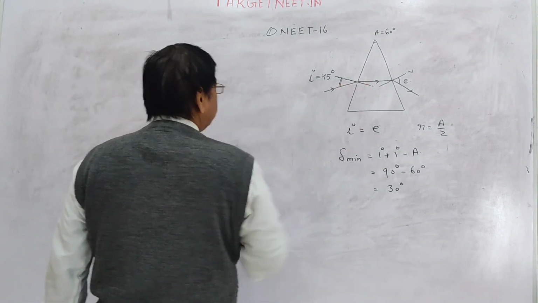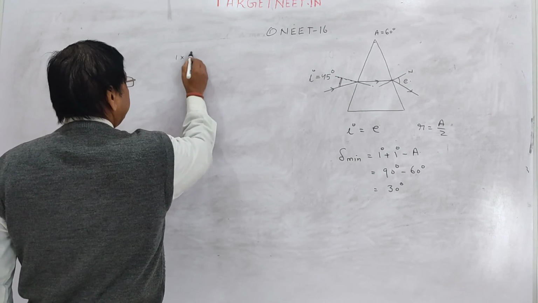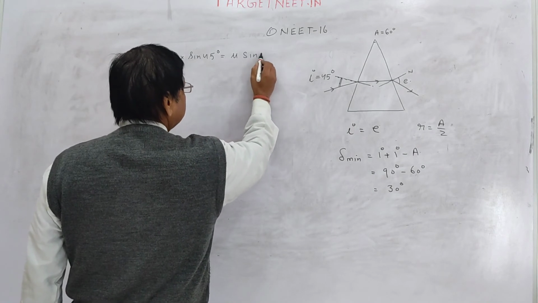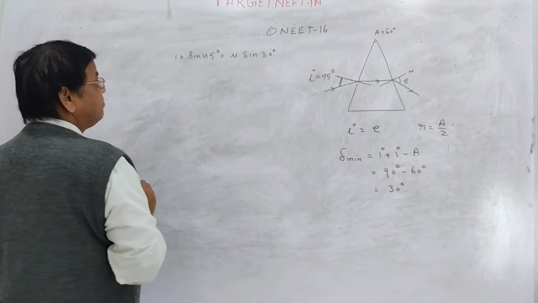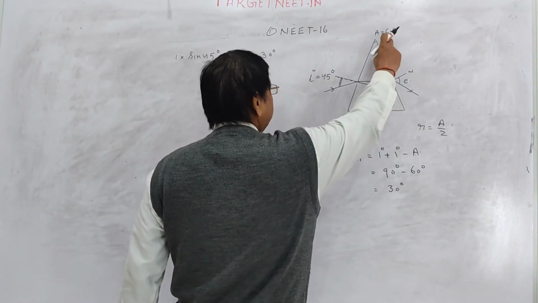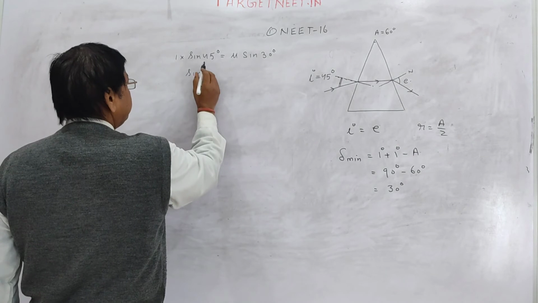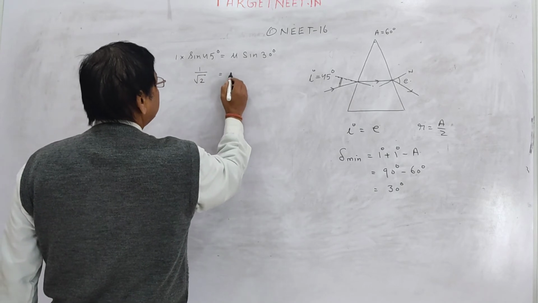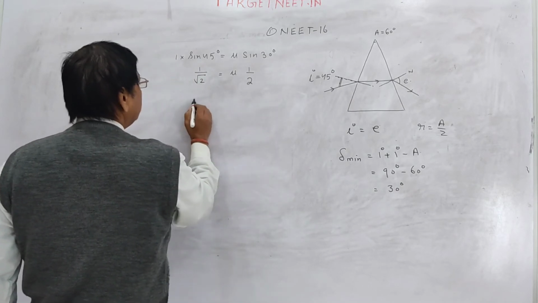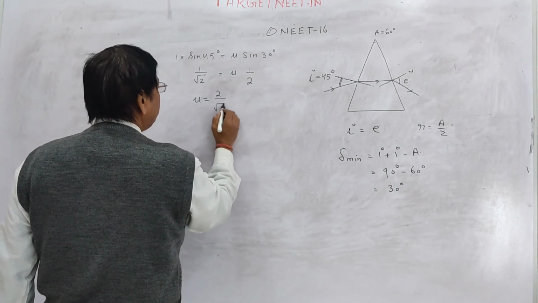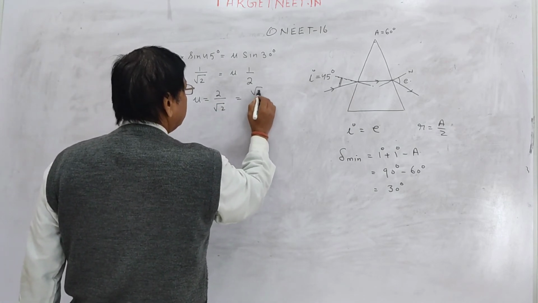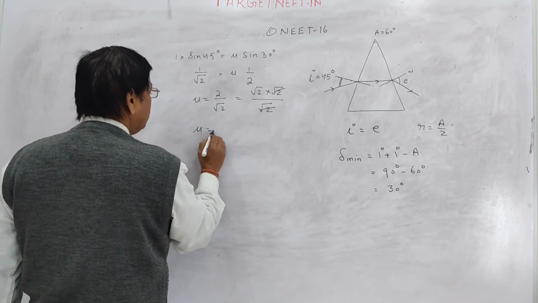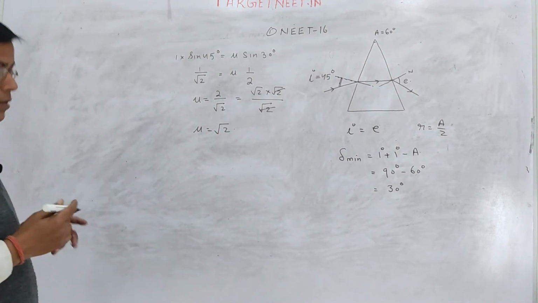Now if you use Snell's law here, 1 into sine 45 degree is equal to mu into sine R, that is 30 degree, because R is A by 2 and A is 60 degree. So sine 45, that is 1 by root 2, is equal to mu into 1 by 2. So mu is 2 upon root 2. We can write 2 as root 2 into root 2 divided by root 2. This is cancelled. So mu is equal to root 2. So this is your answer.